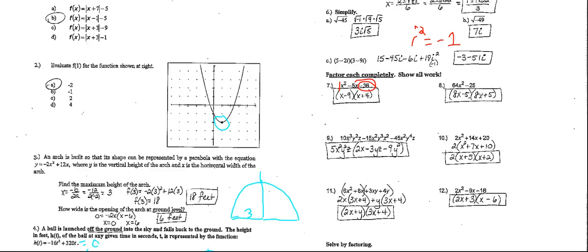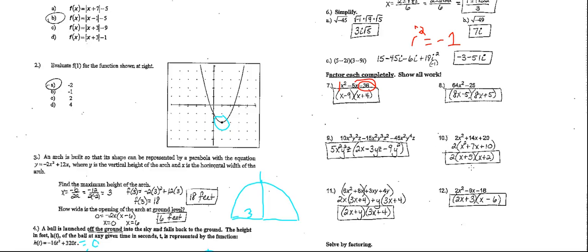Number 9 looks really crazy, but step 1 is just to find the GCF, and in fact, that's all you can do on this problem. The GCF of 10, 15, and 45 is 5. They all have x in common. The smallest exponent is 2. They all have y in common. The smallest exponent is 2. They all have z in common. The smallest exponent is 1. Then you divide each term by the GCF to see what's left inside.